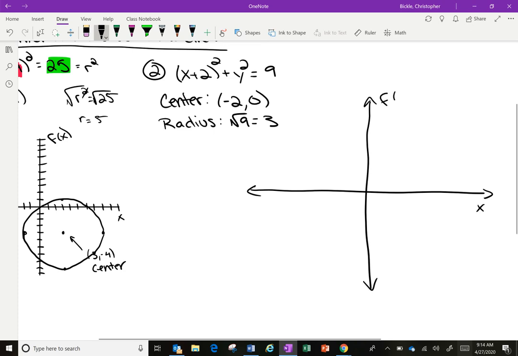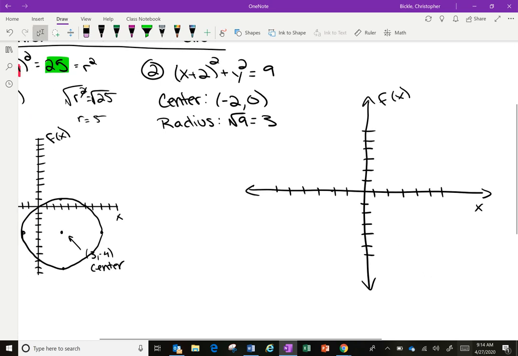X, f of x. Now we're going to have to go at negative 2 and move 3 units, so let's go to 5 or 6 on each side. 2, 3, 4, 5, 6. 2, 3, 4. 1, 2, 3, 4, 5, 6. So let's plot the center first. Our center is going to be here, and the better you scale your graphs, the more circular your graph will look when you make it. I'm going pretty quick here, so this is probably not going to be perfect.